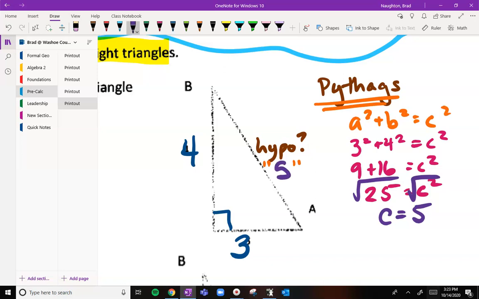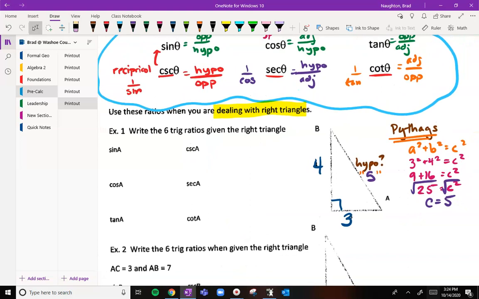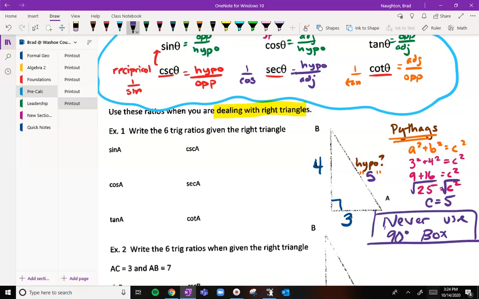Cool? Now, back in formal geometry, you really got to be specific as far as which angles you're going to use. Never use the 90-degree box or your right angle. That is not going to get you what you want, because then you're going to go back to points on our unit circle like 0 and 1. That's not going to be as helpful. So we are going to use a specific angle. If we notice here, all these are A. So A is where I'm going to go ahead and put my Greek letter theta, as in my target angle that I'm going to use.